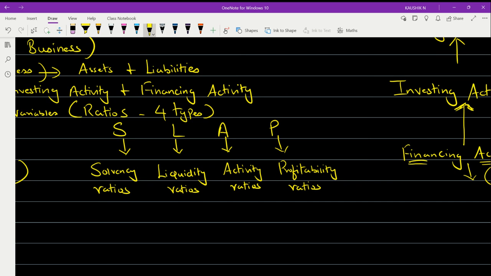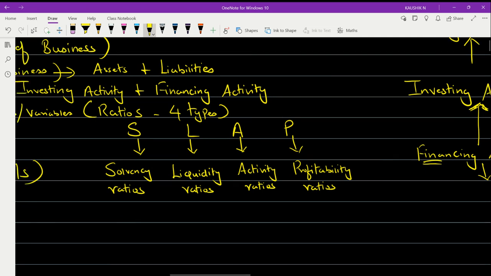So in simple terms, ratios are of four types, and a ratio brings a relationship between two items, two variables. And the easy way of understanding the different types of ratios is SLAP: solvency, liquidity, activity, and finally profitability ratios. Any doubt as of now with respect to ratios, what you are going to learn?